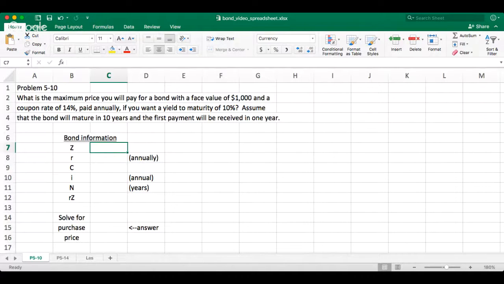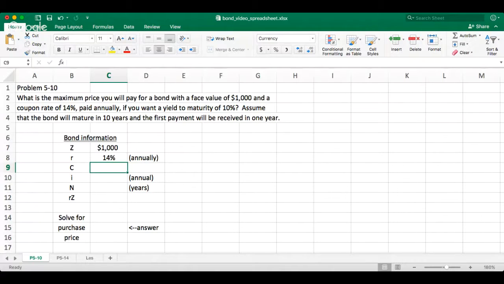Let's fill in here the variables as we know them. The face value is $1,000. I'm sorry, I gave it one too many zeros. Let's edit that. There we go, $1,000. R, the coupon rate or bond rate, is 14%, and that's annually.